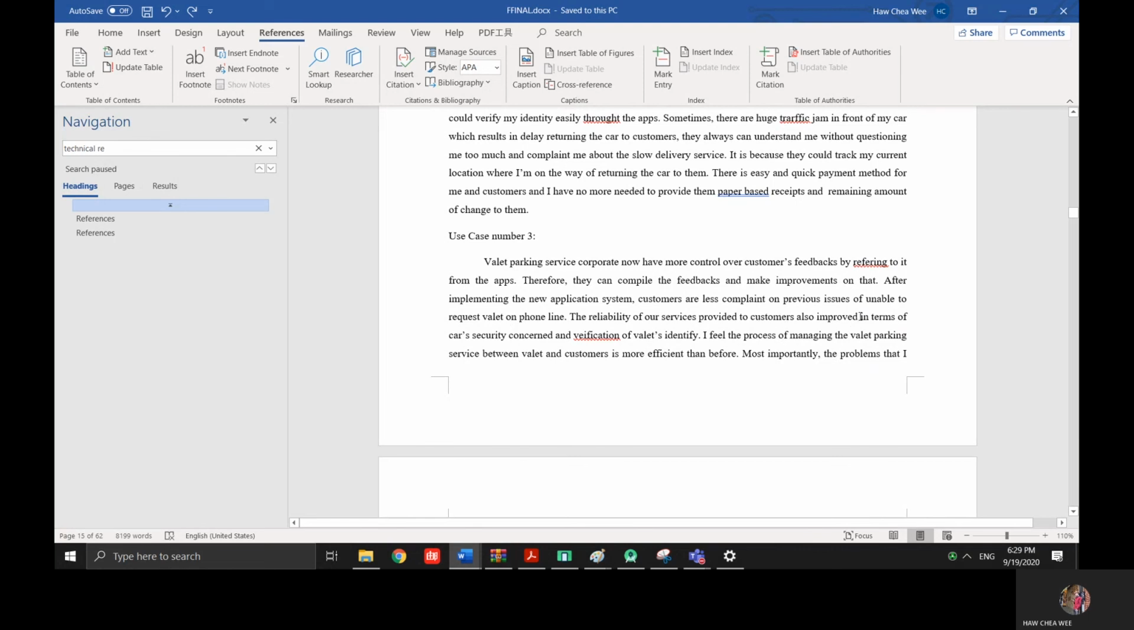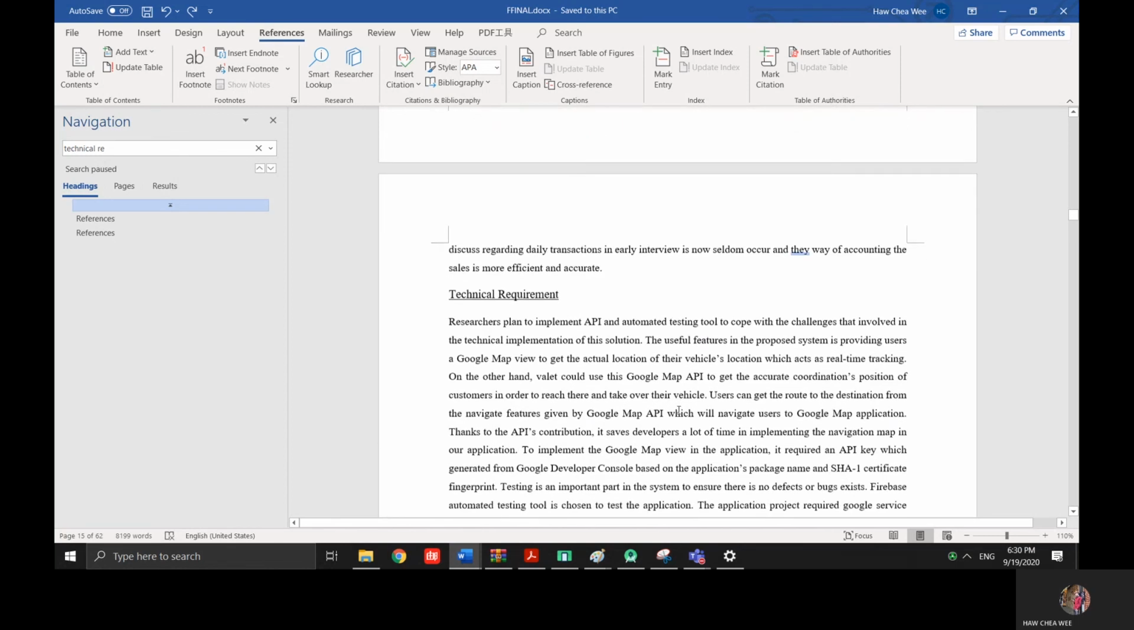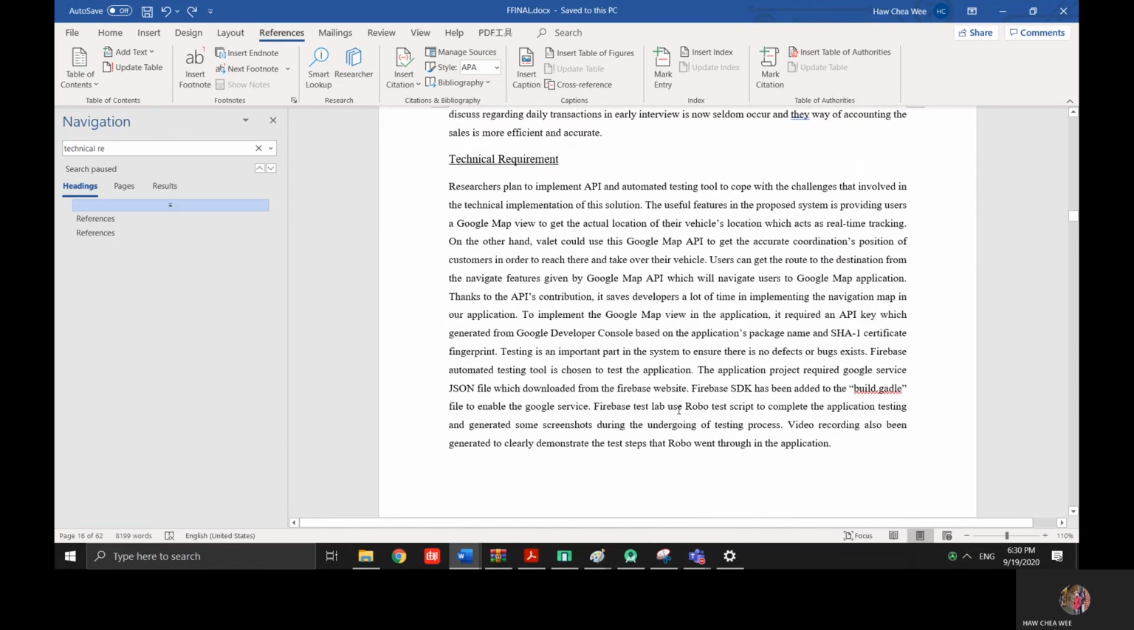The reliability of the service provided to the customer is also improved in terms of car security concerns, because we are using the GPS to track the vehicle's location in real time. And the company feels that the process of managing the service between the valet and the customer is more efficient than before. For the technical requirements here, we are using the Google Map API and also an automation testing tool to cope with the challenges that we are facing in implementing this solution.